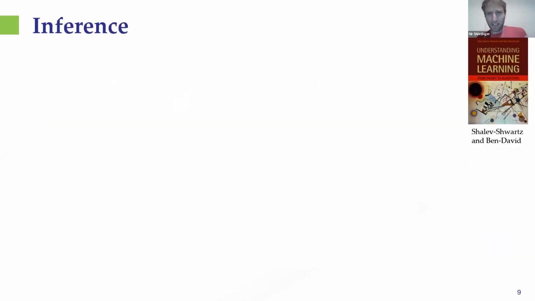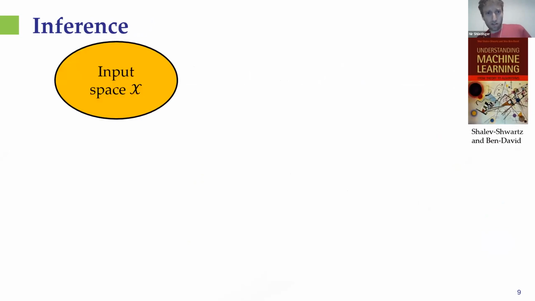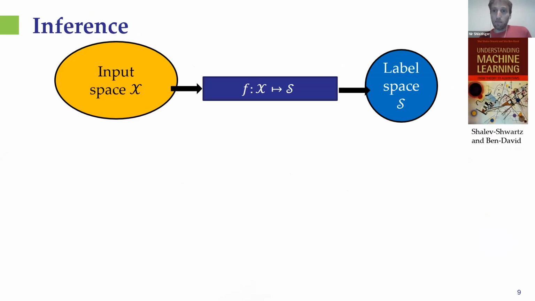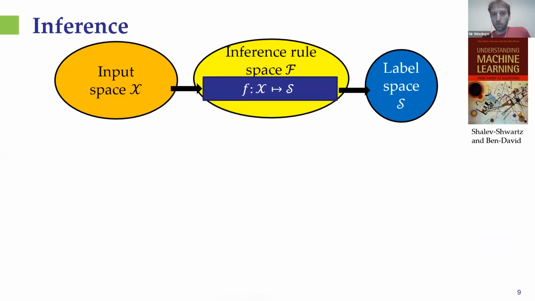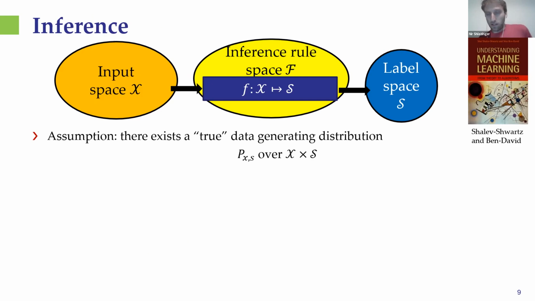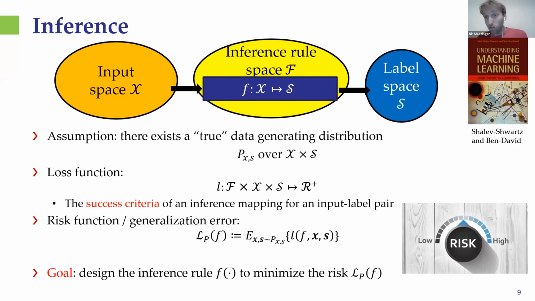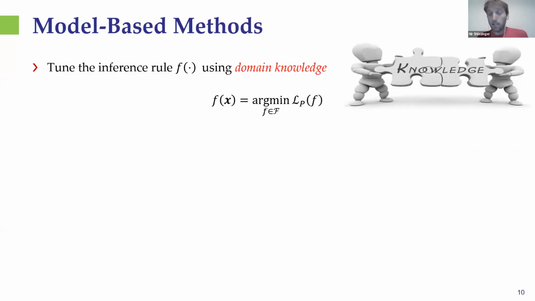If I'm using classic textbook notation, an inference is just a mapping from some input space to a label space. By defining this mapping, we also have the inference rule space. We usually assume that there's some true data generating distribution from which our data is generated. Then by formulating a loss function, we can obtain a risk function, or the generalization error, which is the expected value over this true generative model, and which tells us how good our inference rule is. Our goal is usually to design an inference rule which is the best in the sense of the risk function.